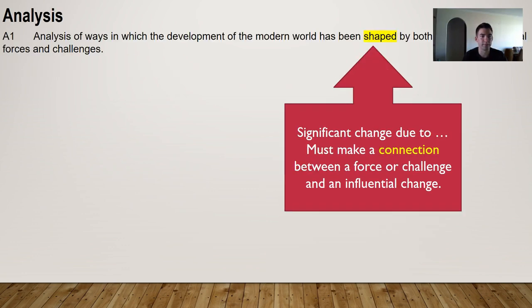We'll jump to A1, so the analysis. Analysis of ways in which the development of the modern world has been shaped by both internal and external forces and challenges. So really what I'm looking for you to do is to talk about the impact of events, to say, okay, there was a significant event that's happened, and this is how it has changed the fortunes of, for example, the Nazi Party or the Communists.